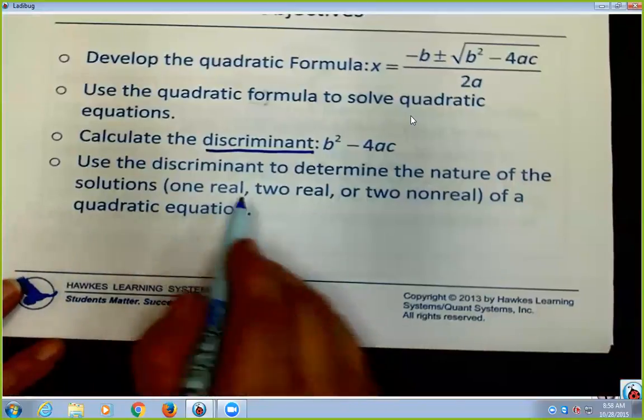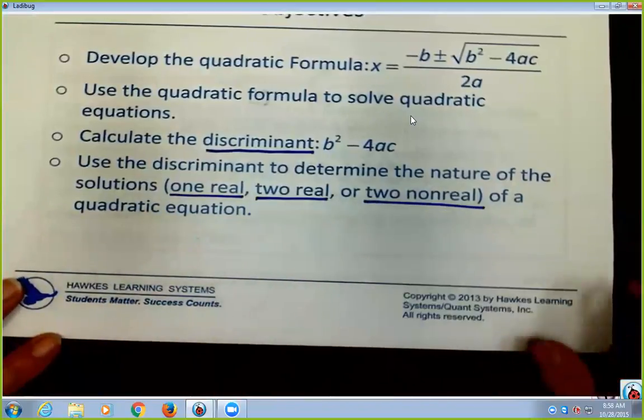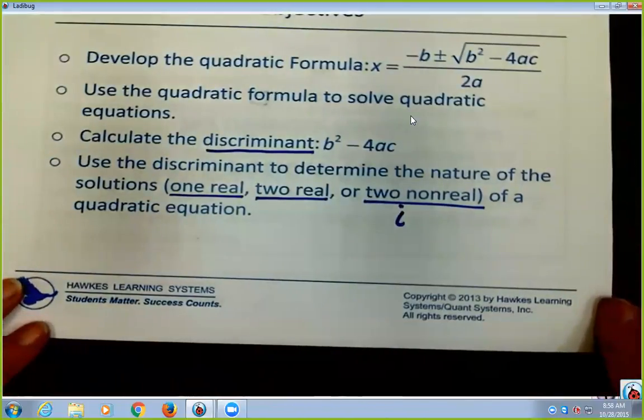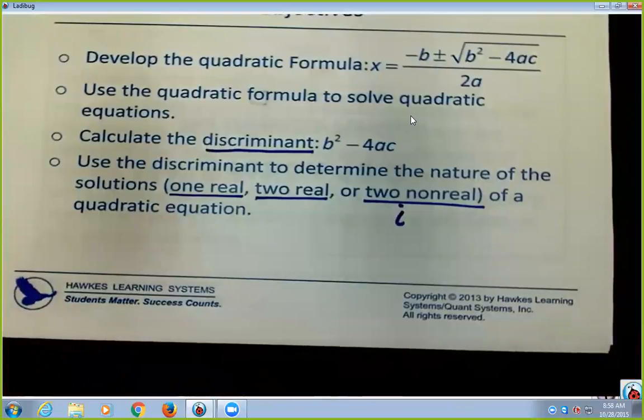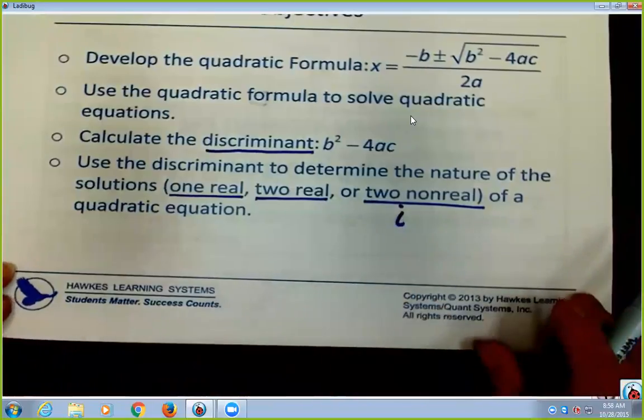So, again, it's going to tell me whether I have one real, two reals, or two non-reals. Non-reals are the ones that have the i involved. You're going to find out that those are the ones that don't cross the x-axis, since you have an i piece in there. So you want to watch those.